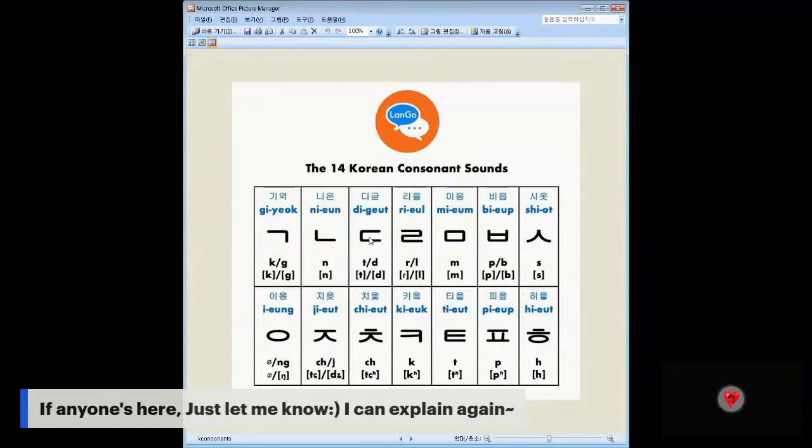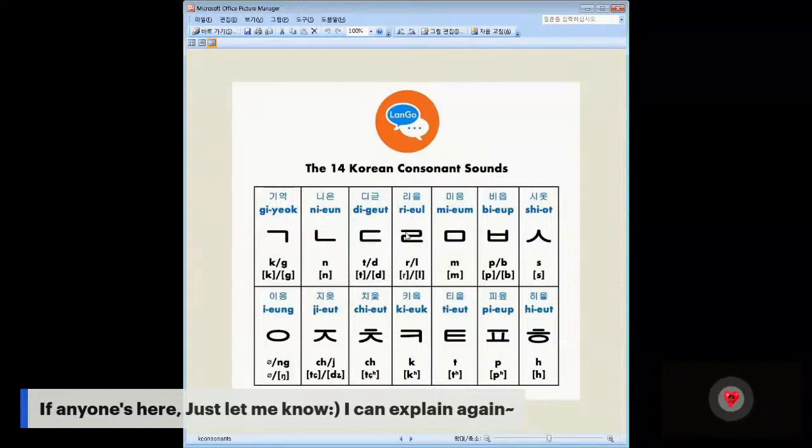And also we have a real T. This one is really strong, like T, but this one is good. Somewhere between T and D. Good. 감사합니다. 다 ends with this consonant. 감사합니다.